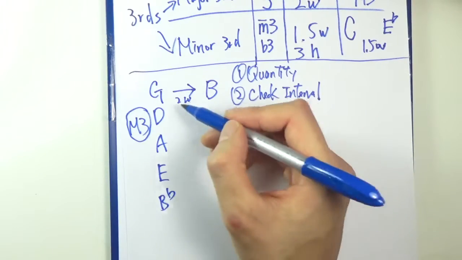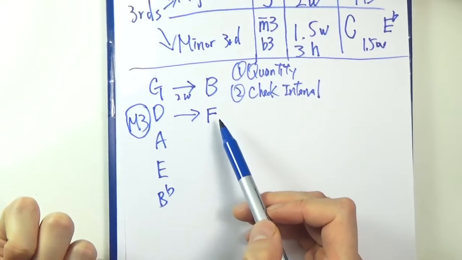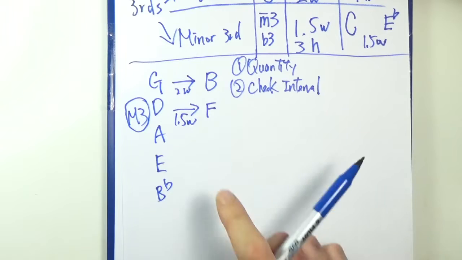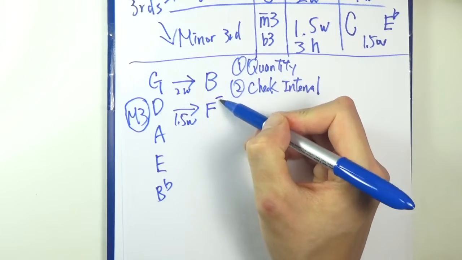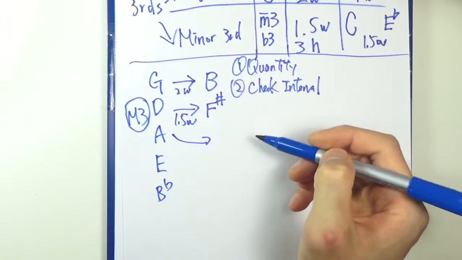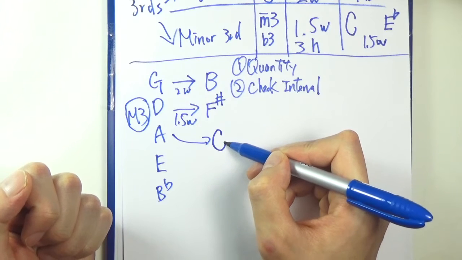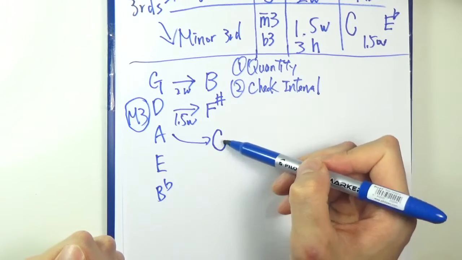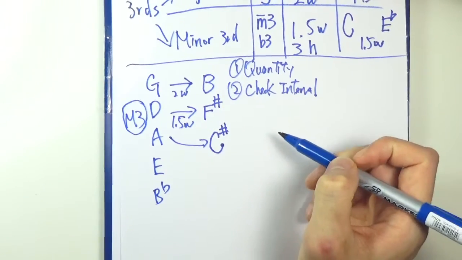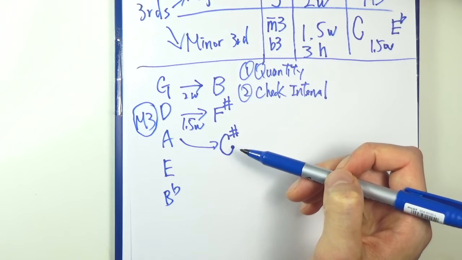All right, D. Let's get the quantity. That would be F. And D to F, naturally, is a 1.5 step. That's too small. We want to make that a two whole step distance, so I would raise the F to F sharp, and that way we have a major third. A, B, C would be our quantity. A and C would be a 1.5 step. That's too small. Again, raise C so that it's a two whole step distance, and A and C sharp is a major third.